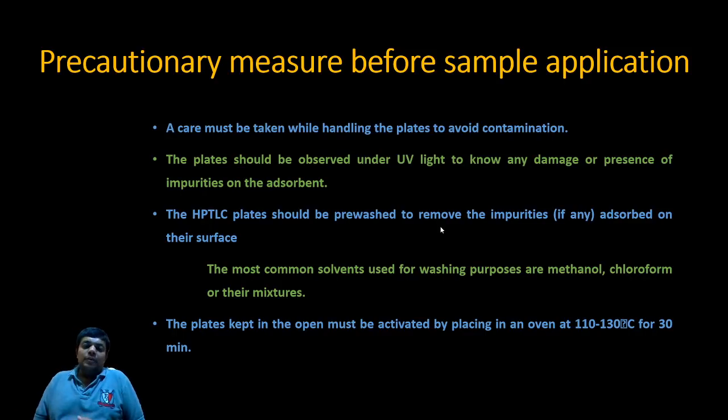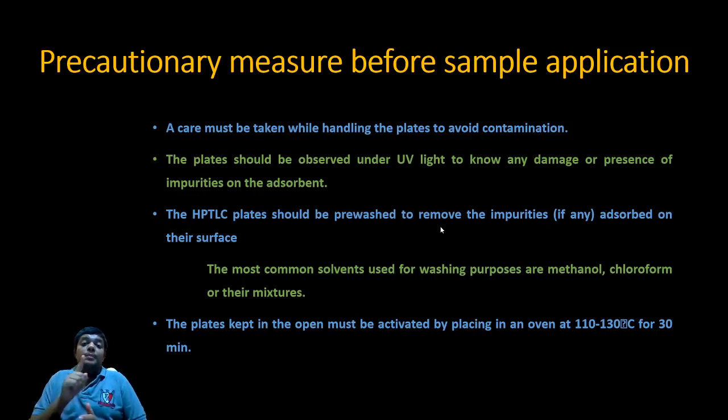The plates should be checked under UV light to know any damage or presence of impurities. When you take a fresh plate, first of all put it under the light to see whether any pre-spots are there or not, manufacturing defects. The HPTLC plate should be pre-washed to remove the impurities. If at all sometimes you find such impurities on it, you just pass methanol through it. So methanol will run according to capillary action, and all the spots will run and reach the top of the plate, and your plate will be clean.